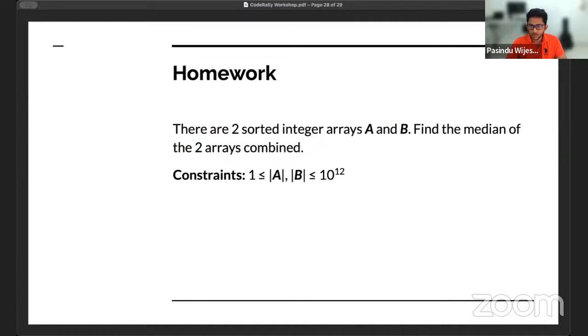Right, until that's coming, I also have some homework for you guys if you are interested. So this is a problem that I'd like you guys to try out. There are two sorted integer arrays, A and B, right? The problem is you need to find the median of the two arrays combined. So you have two independent arrays that are sorted. You combine those two together, and now you need to find the median of the combined array. And for the constraints, the lengths of A and B are going to be between 1 and 10 to the power 12.